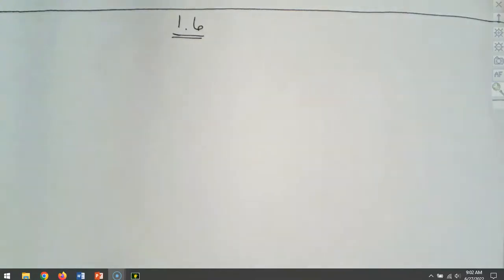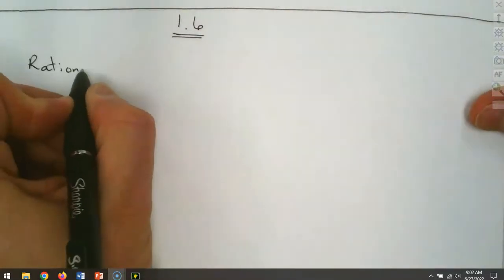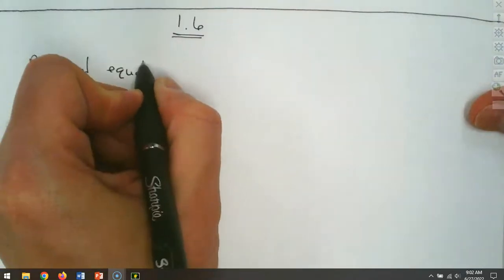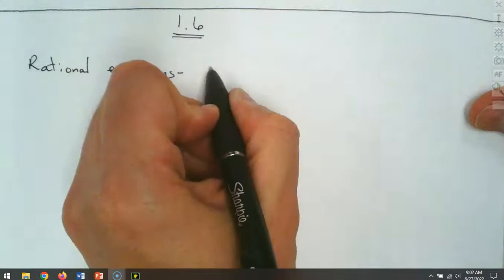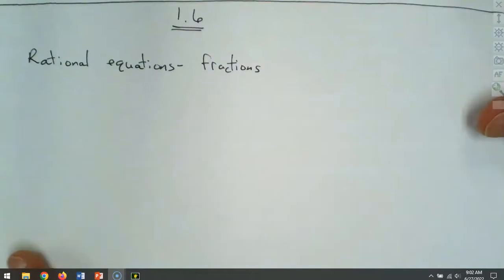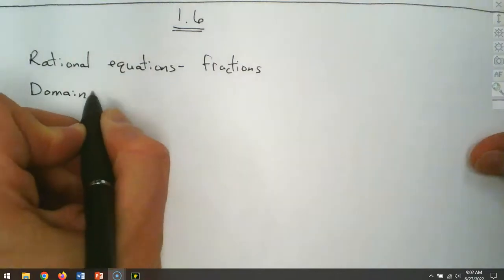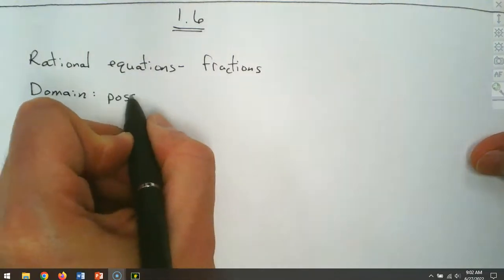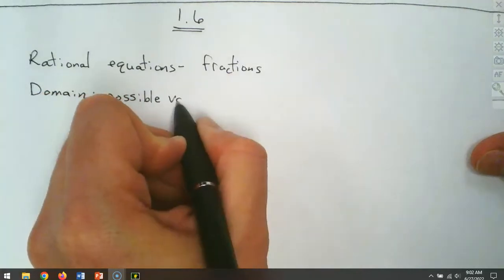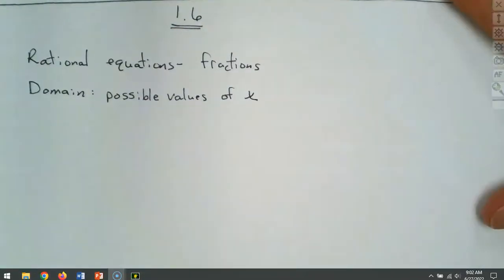And rational equations, well, these are our fractions. And when we talk about these rational equations, we first need to talk about the domain. And the domain is going to be the possible values of x. So the domain is going to be our possible values of x.